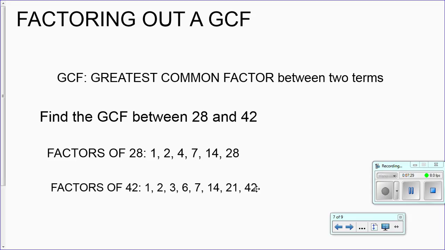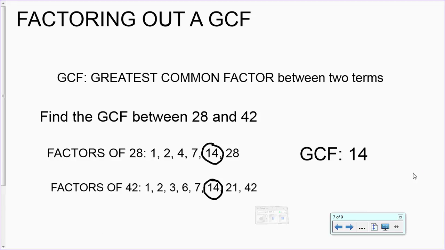So, we get that. Same thing with 42, you come up with numbers. You get 1 and 42 will multiply to 42. 2 and 21. 3 and 14. 6 and 7. Okay, so once you write out all the factors, you're going to look for the biggest one they have in common. So they have 1 in common, 2 in common, 7 in common, 14 in common. But it looks like 14 is the biggest number. So that's your greatest common factor between the two, is 14. Okay? So that's what we're going to do with polynomials.